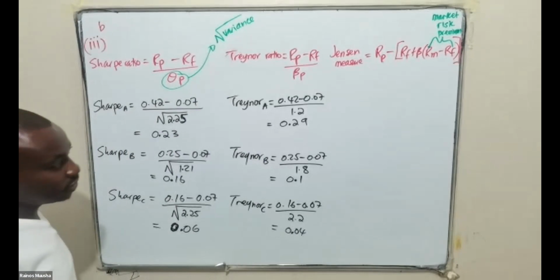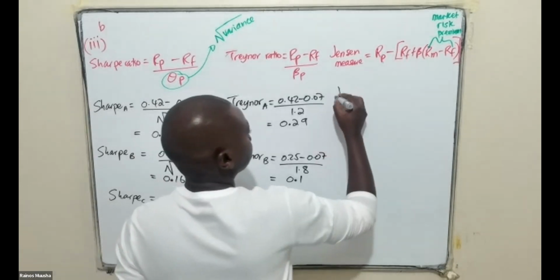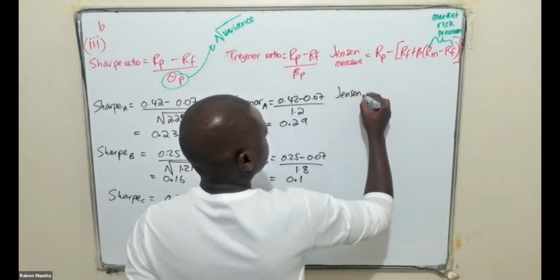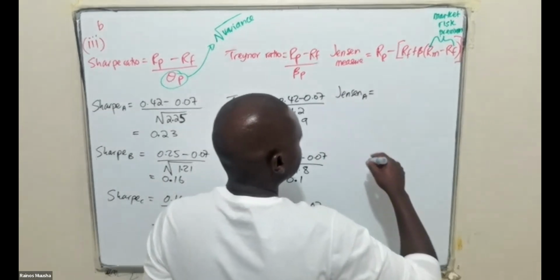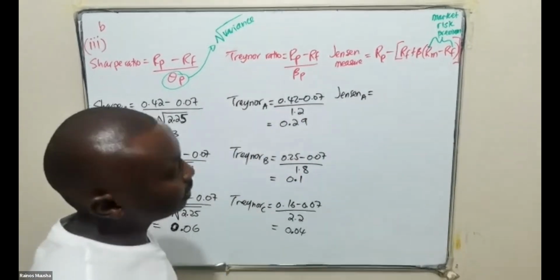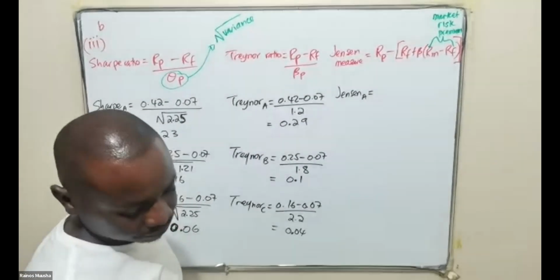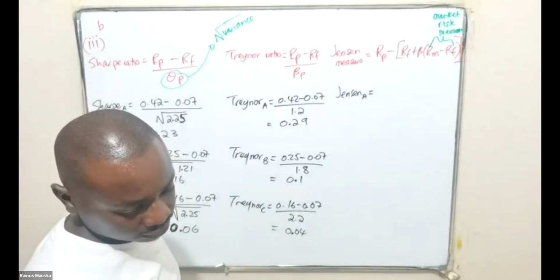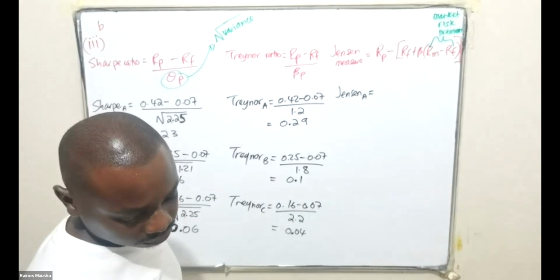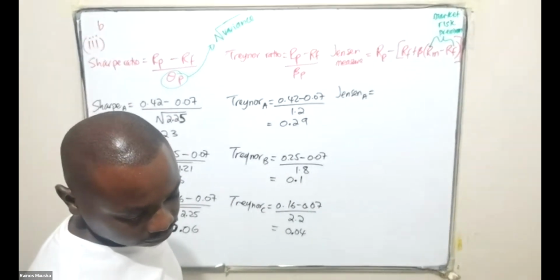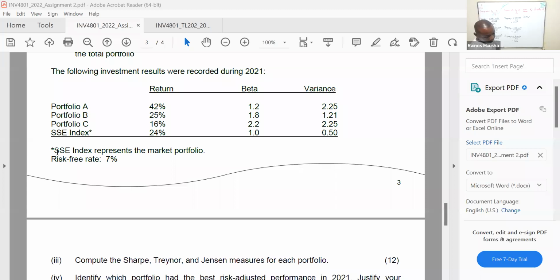Now we need to calculate the Jensen measure for A. Your Jensen measure is the return of the portfolio minus that information there. Remember they say in the question, the SSE index represents the market portfolio. So the return on the index in this case is the market return.